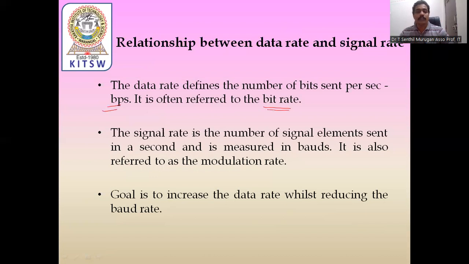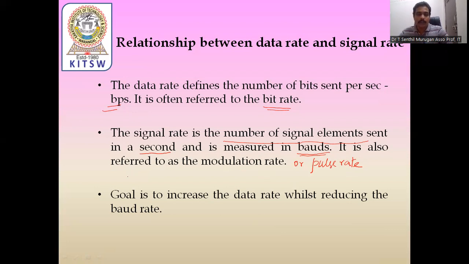So now signal rate. What is signal rate? The number of signal elements sent in a second. In a second, how many signal elements are sent? It may be represented using baud. Baud is also referred to as modulation rate or pulse rate, the number of signal elements transmitted.